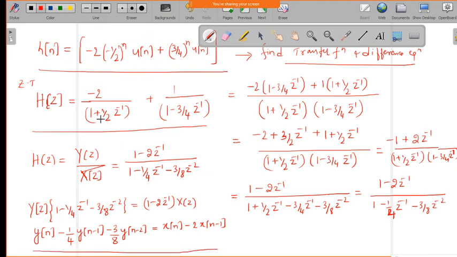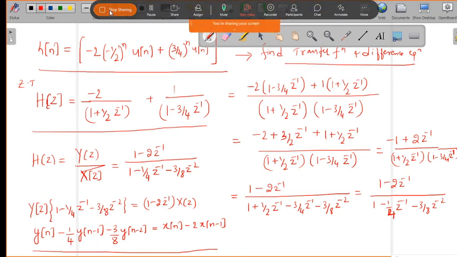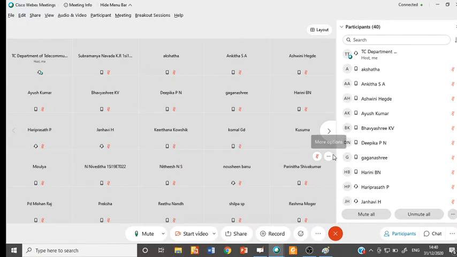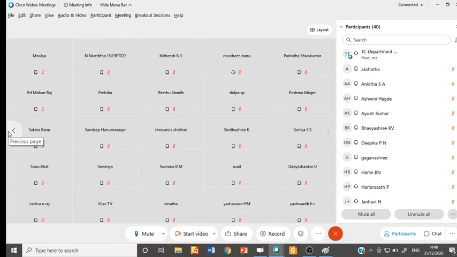So now you know how to obtain, from the impulse response, the transfer function as well as the difference equation. Okay, so have you got it? Any doubt? Anybody has any doubt in this? Understood?